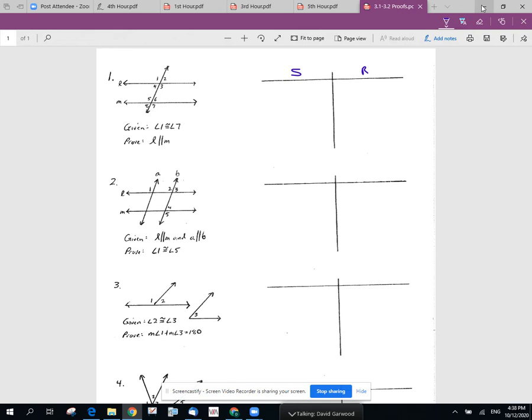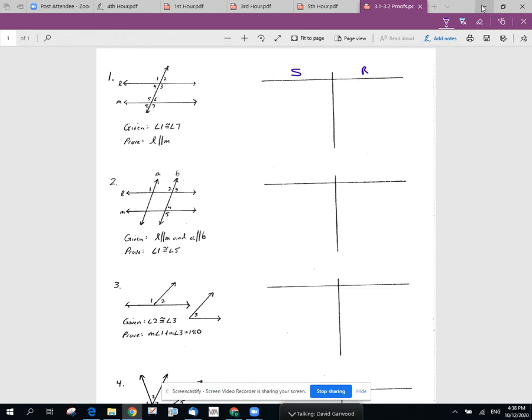I would highly recommend that you try each one of these proofs and get as far as you can with each one of them before resorting to this video to fill in the blanks if there are any. Okay, so if you haven't done that yet, pause the video and please attempt each one.